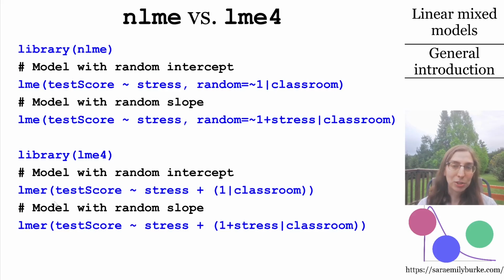There is another major package for linear mixed models. It's called LME4. Most of the time you can use either NLME or LME4. There are some relatively fancy cases where NLME can do something that LME4 can't, and vice versa. So it is useful to know about both of them. LME4 has slightly different syntax. It puts the random part within the main model formula, separated by a plus sign in parentheses, instead of having a separate argument for it.